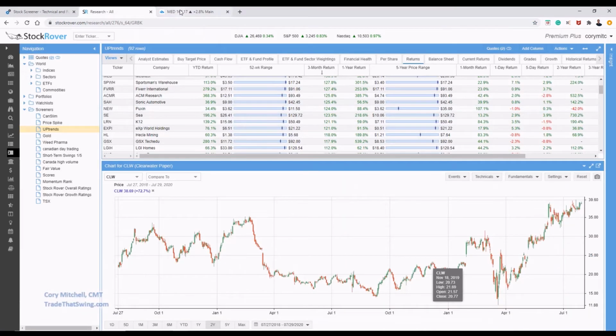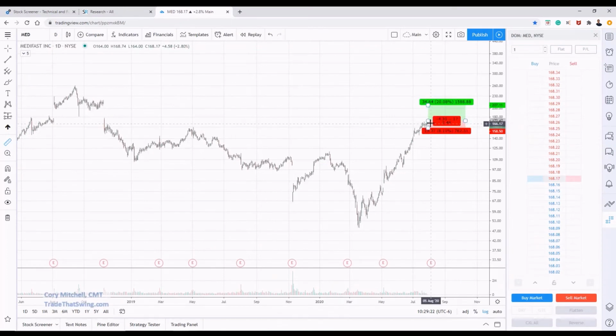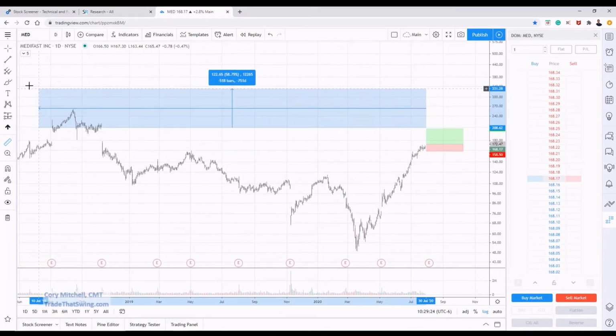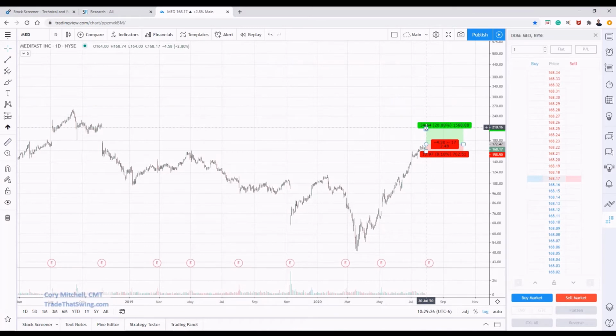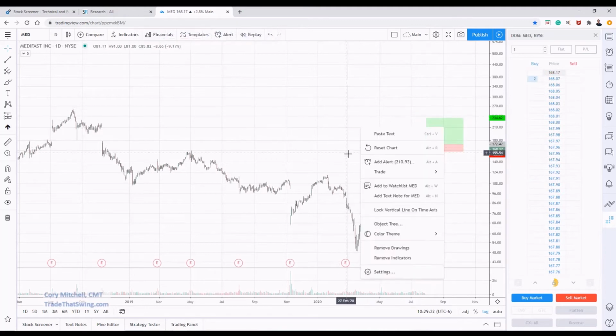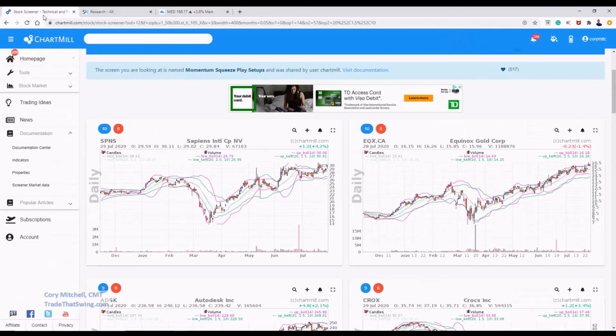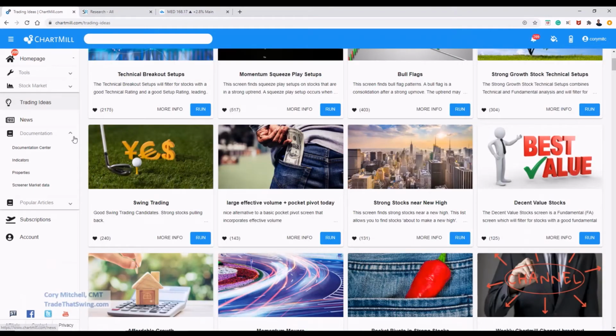So I use TradingView because I like that little tool for the risk reward. It shows you how much the price needs to move in order to get that ratio above 3-to-1. So let's move to the chart mill.